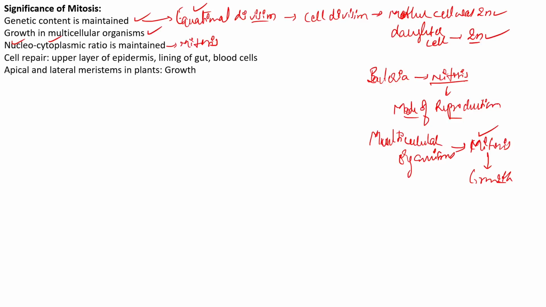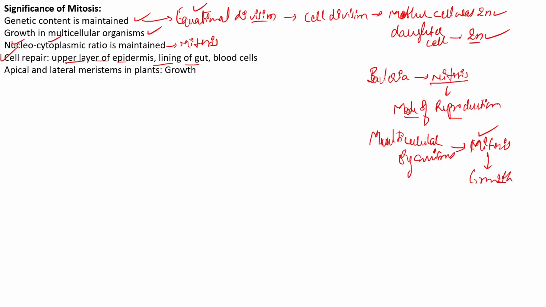However, the most important significance of mitosis is mainly the cell repair mechanisms, that is, the replenishment of dead cells. For example, our skin epidermis, the upper layer of the epidermis of our skin. Similarly, the lining of the gut, our stomach or intestine: the villi have a surface of epithelial cells. These epithelial cells are constantly removed during the digestion process.